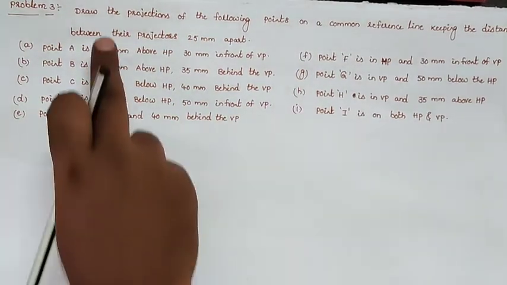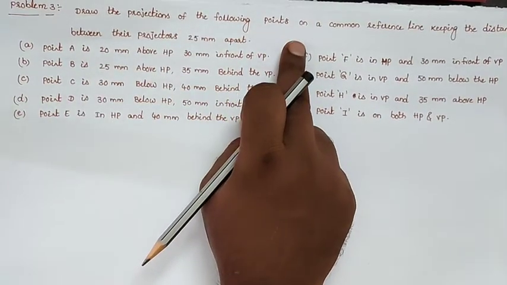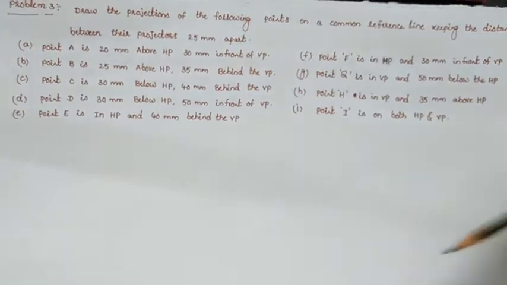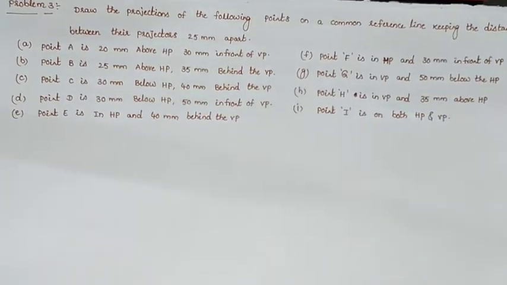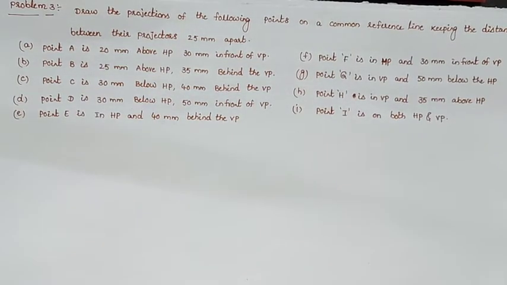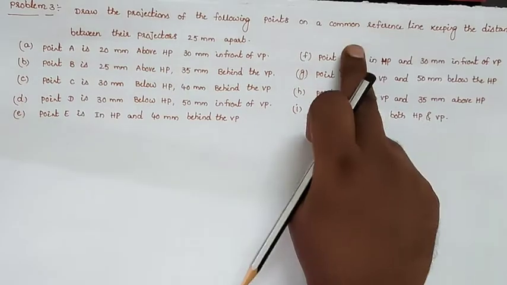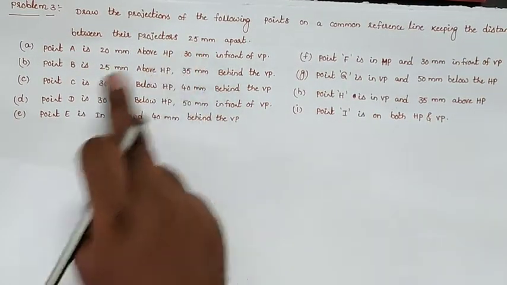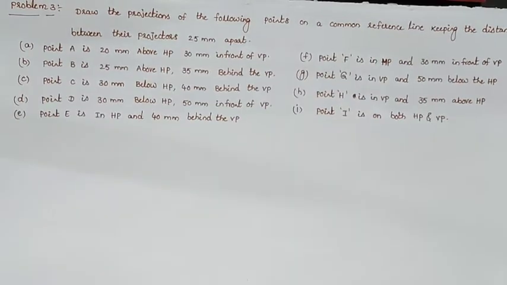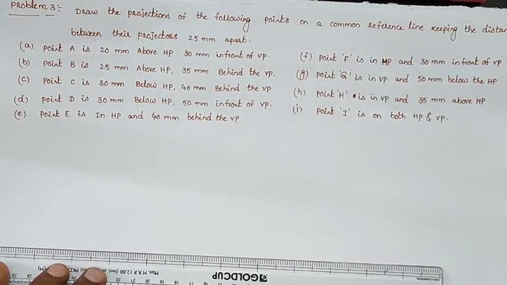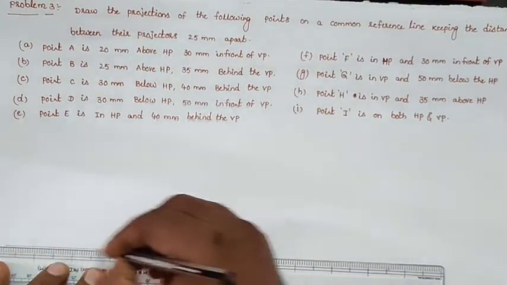Draw the projections of the following points on a common reference line, keeping the distance between the projectors 25 mm apart. They are giving different problems here. So in one common reference line, keeping the distance between the projectors 25 mm, we will draw all the diagrams. First of all I am drawing a common reference line XY in this problem.